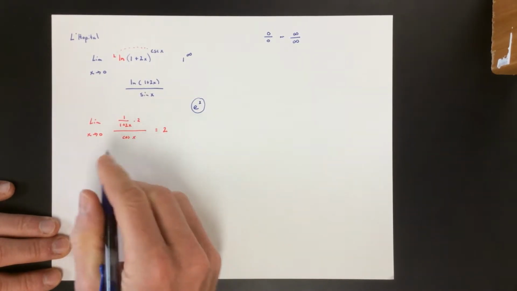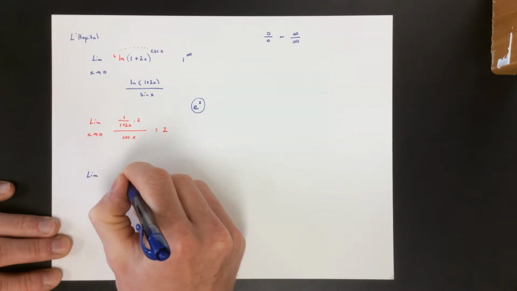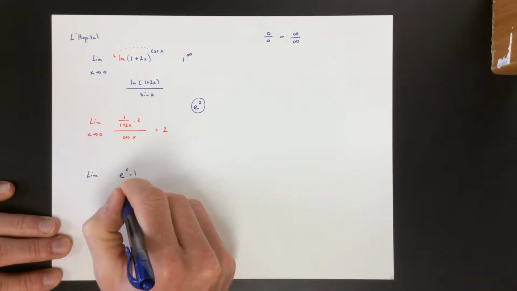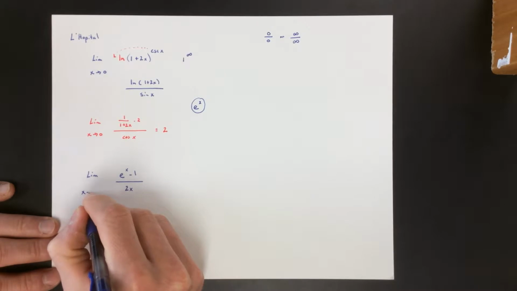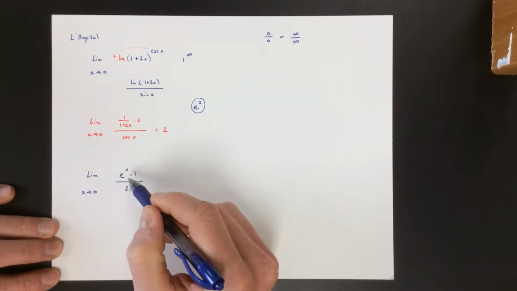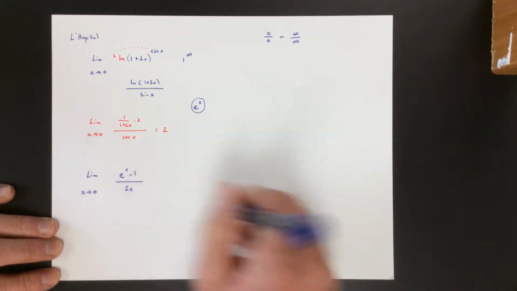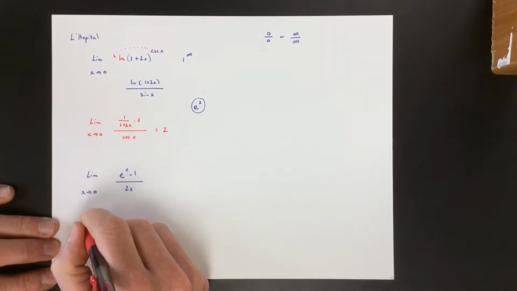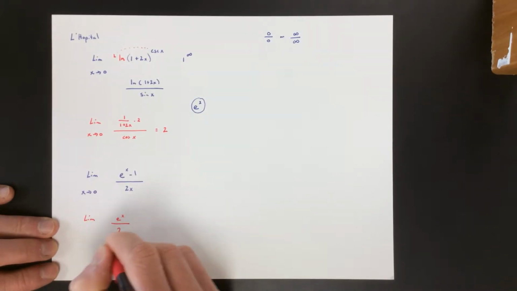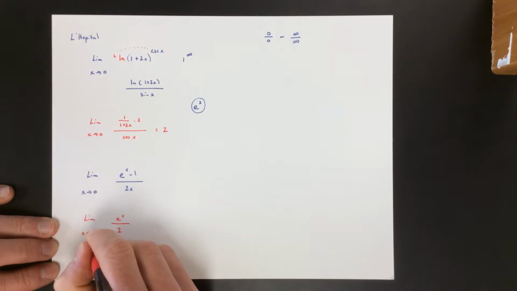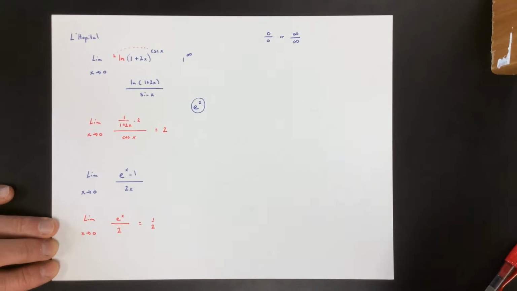How about we look at the limit of e to the x minus 1 over 2x, something like that. And now let's let x go to 0. Okay, and this is a 0 over 0, and so when we have 0 over 0, we almost immediately just go to L'Hopital's. And when we do L'Hopital's, we take the derivative of the top, which is e to the x, the derivative of the bottom, which is 2, and then we apply the limit as x goes to 0, and we get half. Okay, so that one was an easy one.